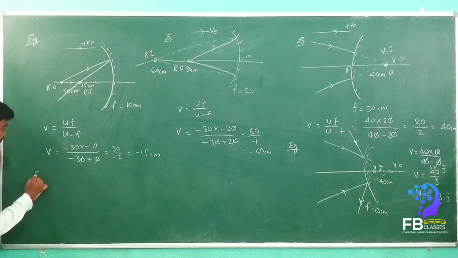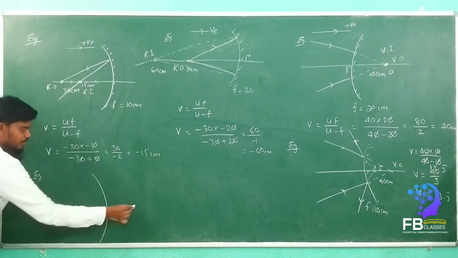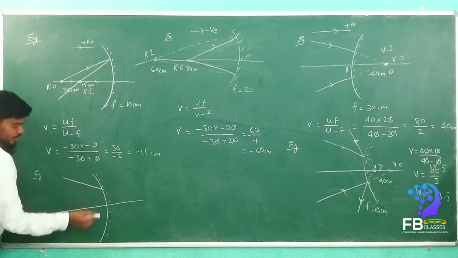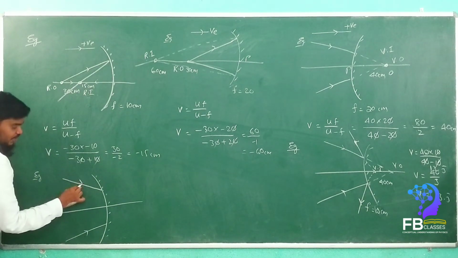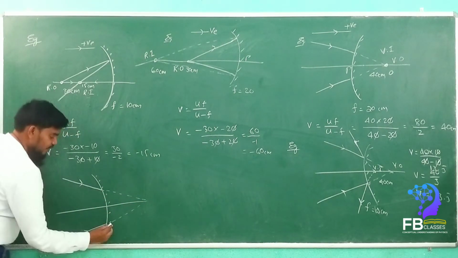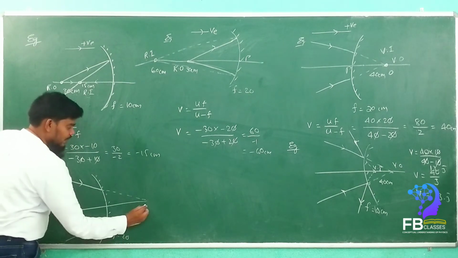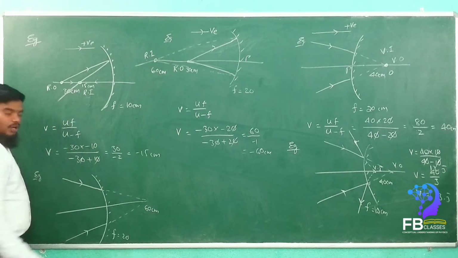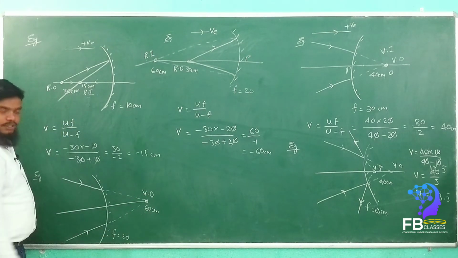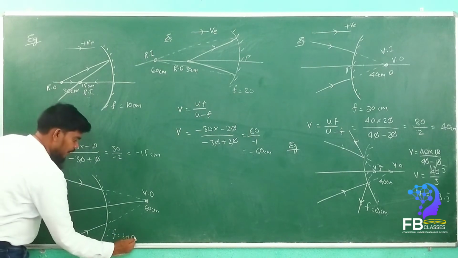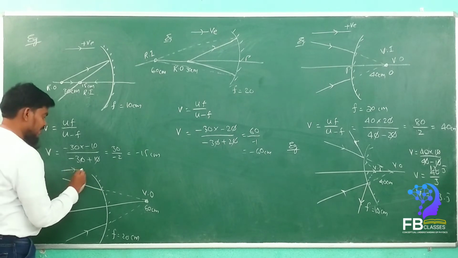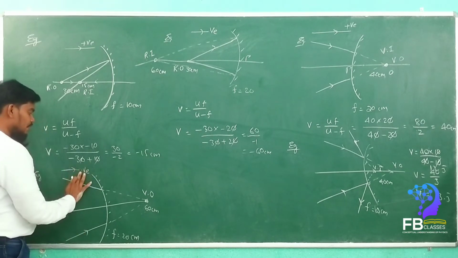See here, another example. Let this be a concave mirror and we take a virtual object here. Let f be equal to 20 and the object distance 60 centimeters. The virtual object is placed at 60 centimeters and the focal length is 20 centimeters. Now this is the useful ray direction, so this is the positive direction.